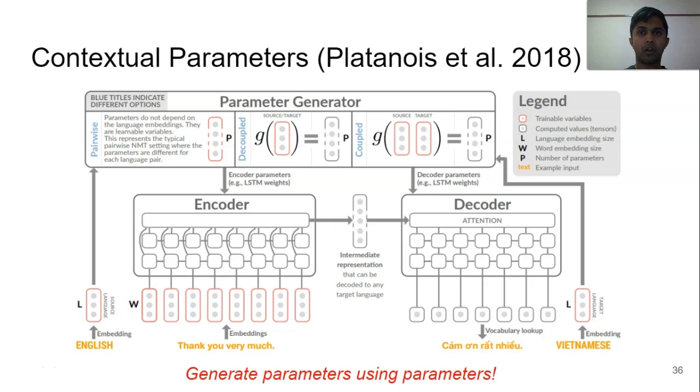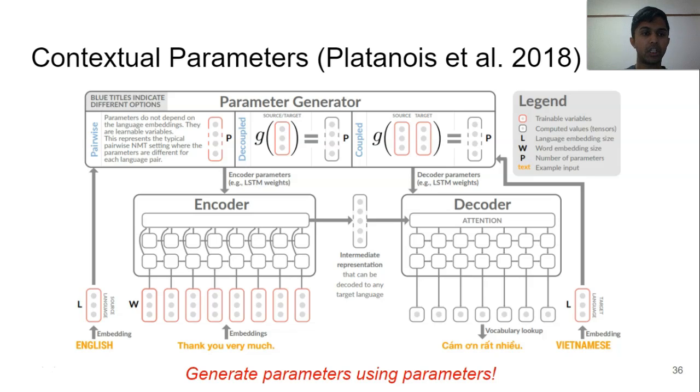So in Platanios et al.'s work in 2018 on contextual parameter generation for multilingual neural machine translation, what they did is they have an encoder and a decoder which have their own LSTM weights or self-attention or feed-forward components. But instead of updating weights for the encoder and decoder components, they instead have a parameter generator component. This parameter generator component is primed using the language embeddings. So if you look at the figure, the example is for English to Vietnamese.